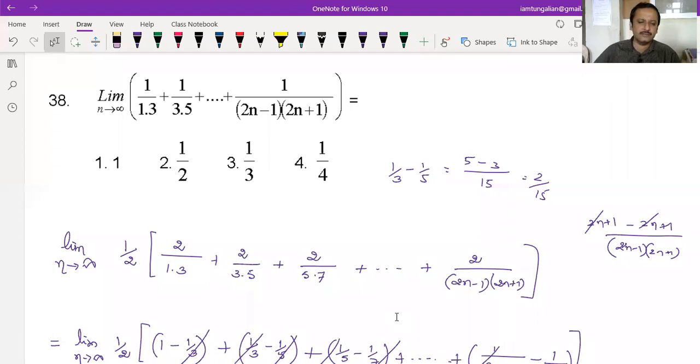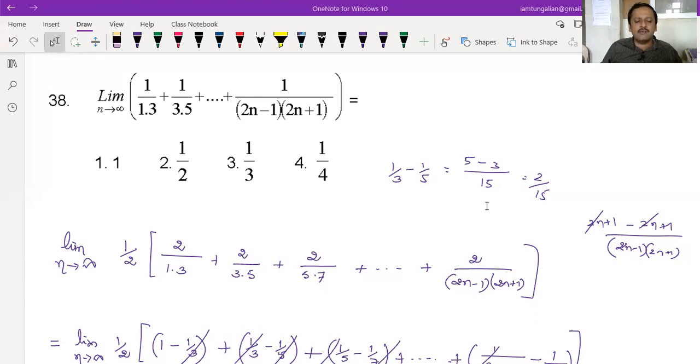Did you understand? Any doubt with respect to this particular question? Okay, so I'll explain again. See, the first step, what I did is I multiplied and divided by 2. For that 1 by 2 I have taken out, I have multiplied by 2 to each and every term there. So 2 by 1 into 3 plus 2 by 3 into 5 plus 2 by 5 into 7 and so on till 2 by 2n minus 1 into 2n plus 1.